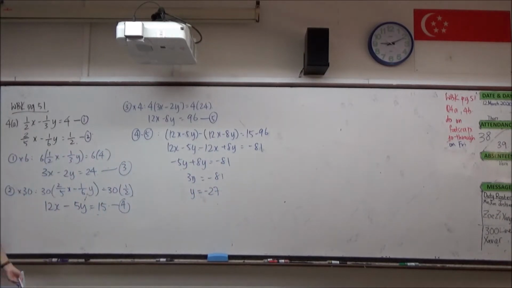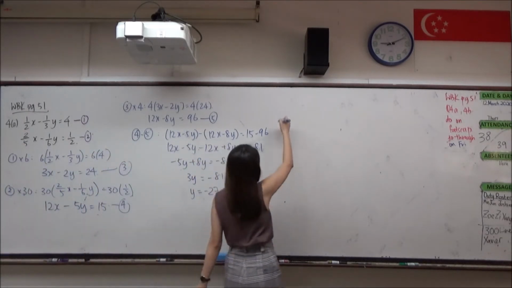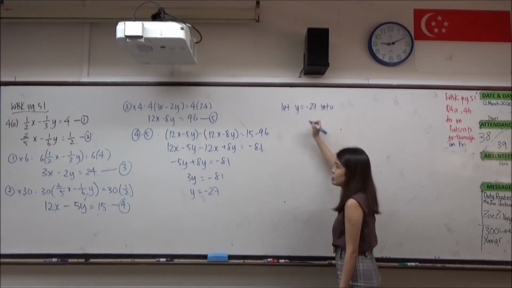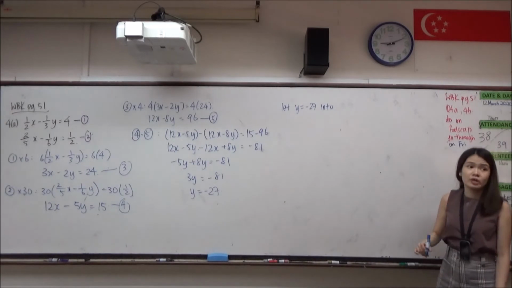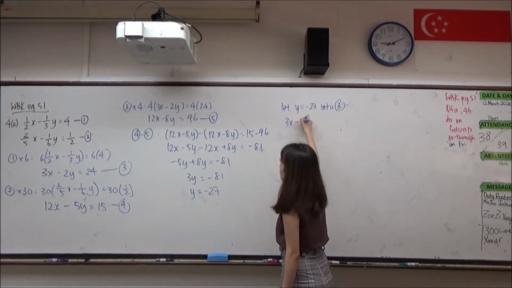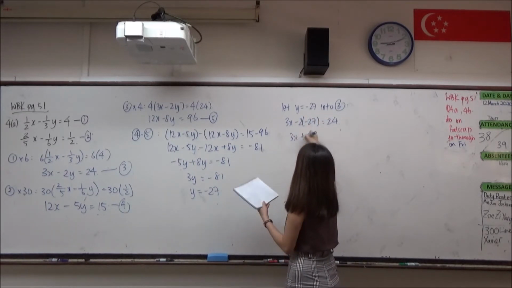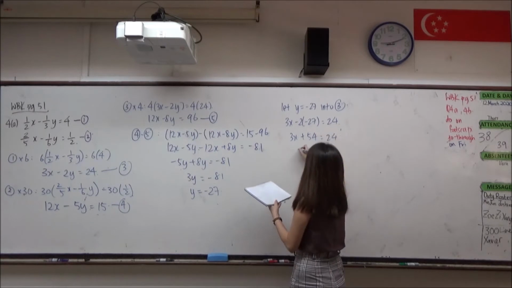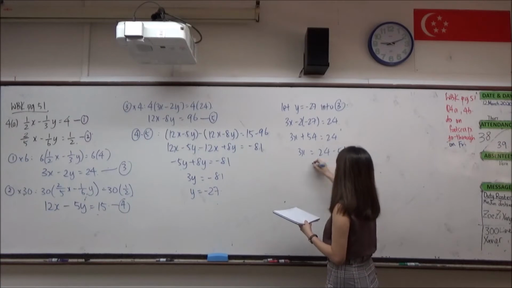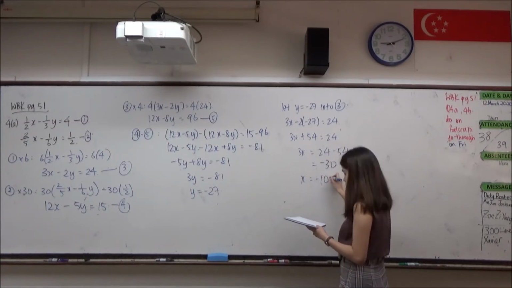Negative 27. Okay. Then after that we need to find out what x is. So let y equal negative 27 into which equation? Into equation 3. Fundamentally, we will be getting x to be 10. Sorry, negative 10.